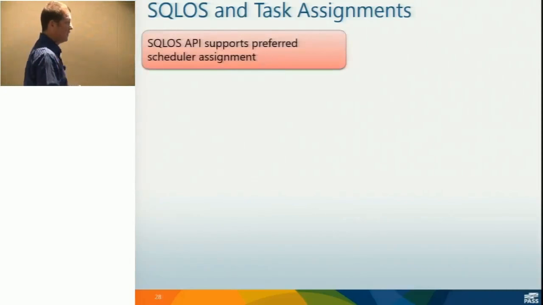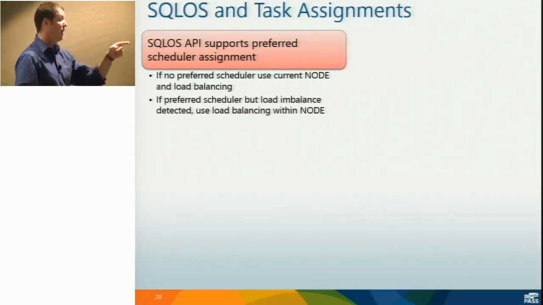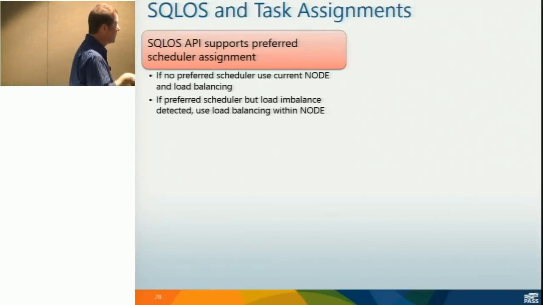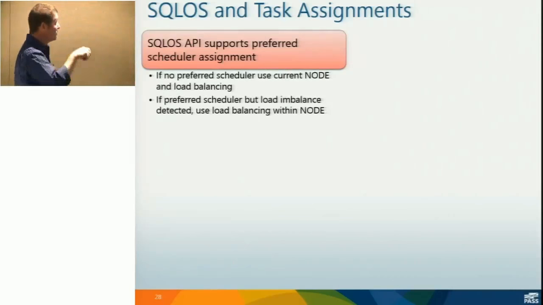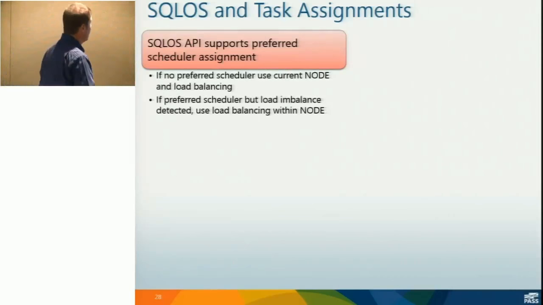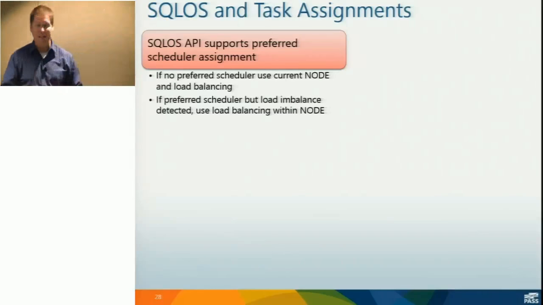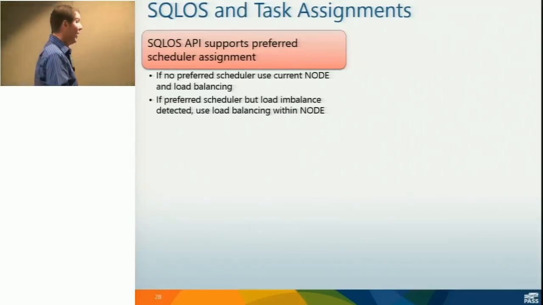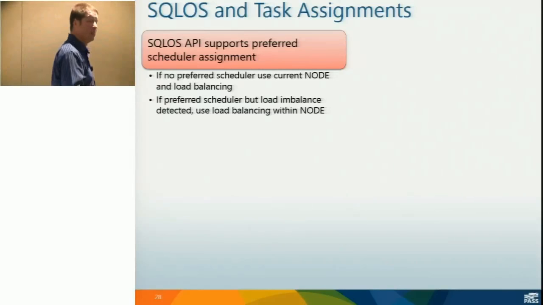So here's how it works. The SQLOS API inside the engine supports a preferred scheduler assignment. So you can say, I want to run on this scheduler. If you don't specify it, we will use the current node you're on, and we'll use a load balancing algorithm. If there is a preferred scheduler you specified, but we detect there might be a load imbalance, we will not let you specify your scheduler. We will actually go use load balancing within the node.